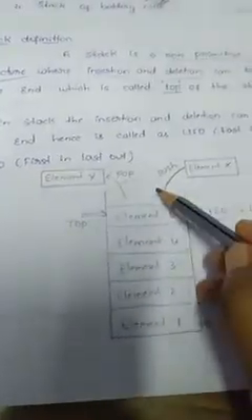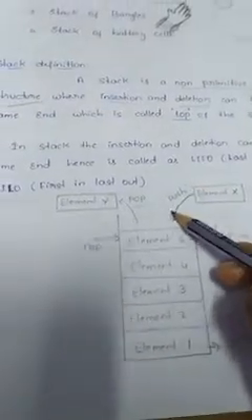Here we see that insertion and deletion can take place at the same end, which is called the top of the stack. For example, here is a stack with 5 elements. Insertion and deletion take place at the same end. As a stack has only one end, if we have to insert or delete elements, there is only one end. It is called the top of the stack.